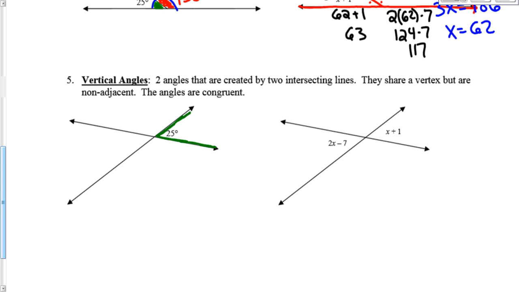Notice if I look at it sideways, it makes the letter V. Its vertical angle, they share a vertex, meaning this point right here. They're not adjacent, so it cannot be this guy and it cannot be this guy because those are adjacent. They're next to it, sharing a side. Its vertical angle is over here. It's two V's that touch. They make a bow tie together. And the directions tell me they are congruent. That means equal measure.